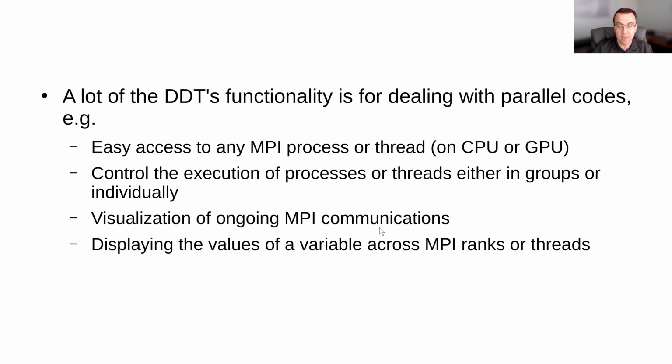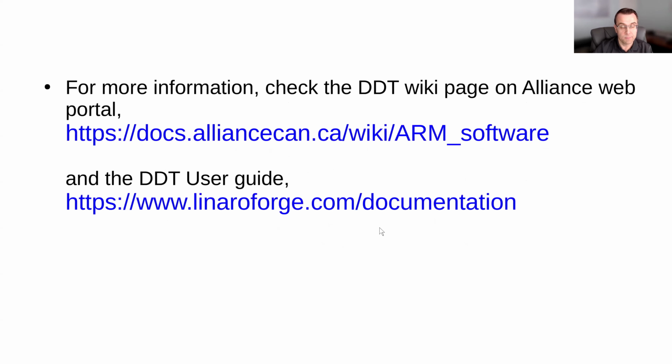A lot of DDT functionality is designed to deal with parallel codes. For example, there is easy access to any MPI process or thread on CPUs or GPUs. You can control the execution of processes or threads either in groups or individually. One can visualize ongoing MPI communications. You can display the values of variables across MPI ranks or threads, and there are many more features not listed here.